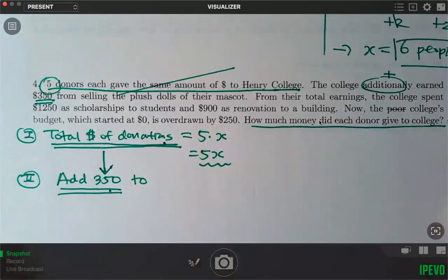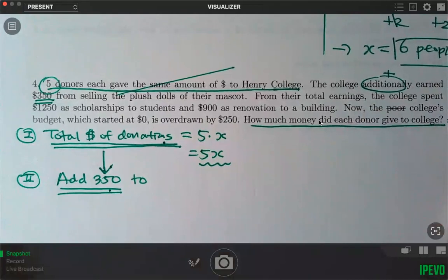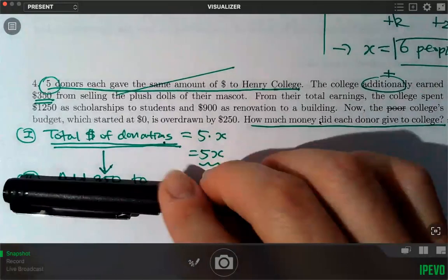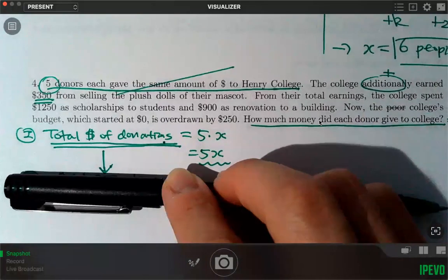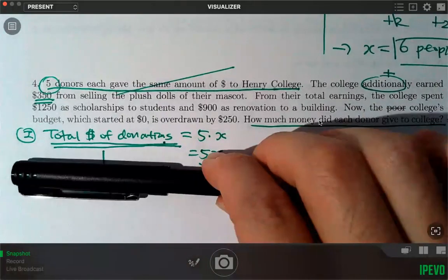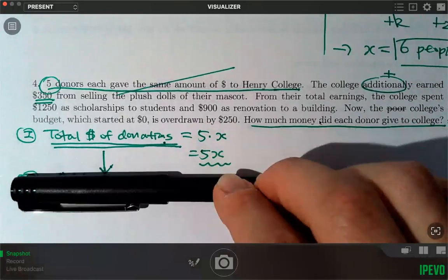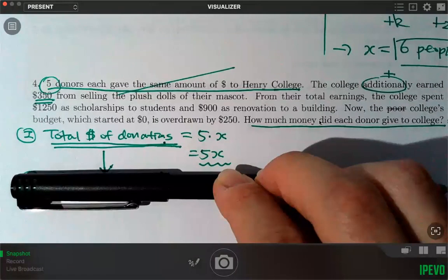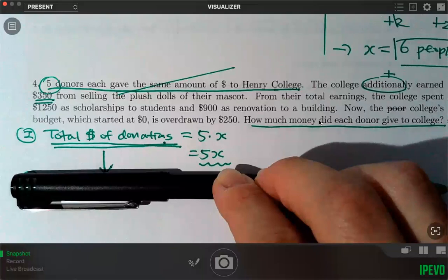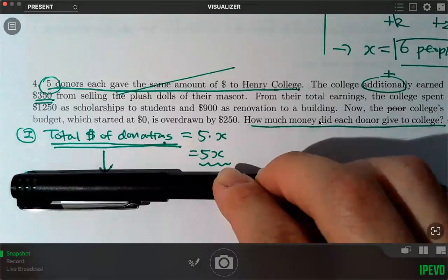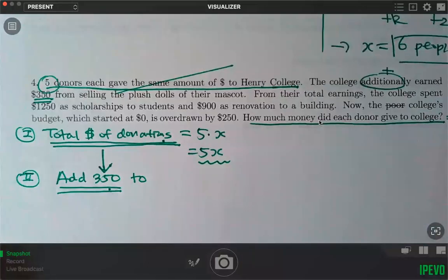So what's the current asset of this college at this point? No, negative 250. No, like current, like at this point, after step one, what's the asset of the college? How much does the college have right now? 5x, right? So that's how much you have to add, right?